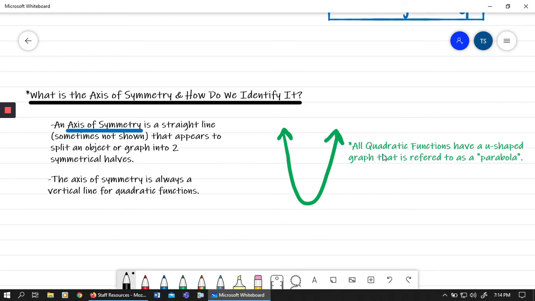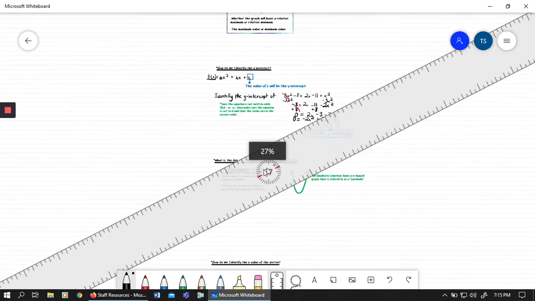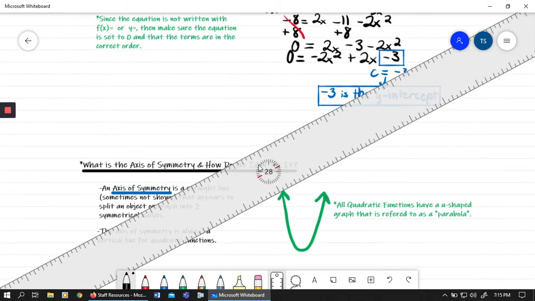It's important that you recognize, if you don't already know, that all quadratic functions pretty much have the same shape. They've all got a U-shaped graph that's usually referred to as a parabola. And for pretty much any type of quadratic function, the axis of symmetry is always going to be a vertical line. So I'm going to put this vertical line right here.